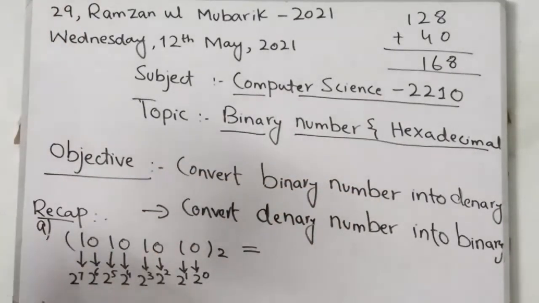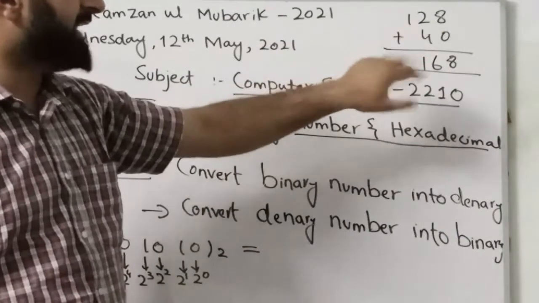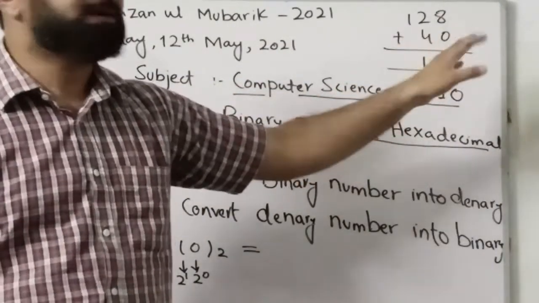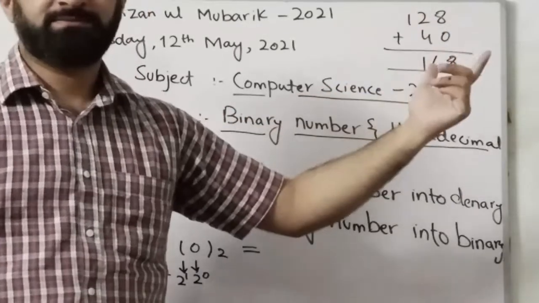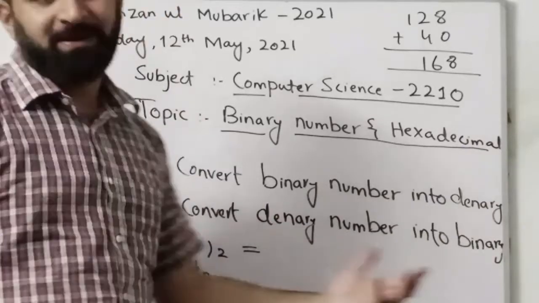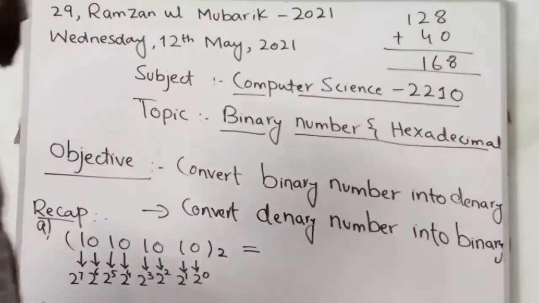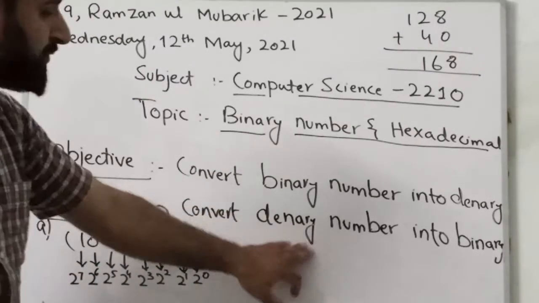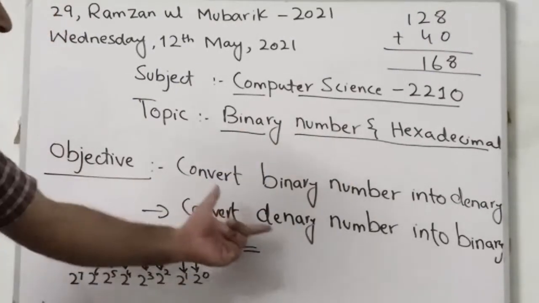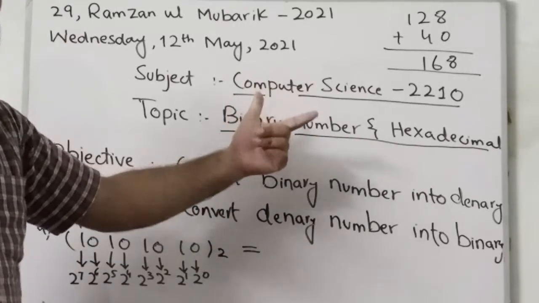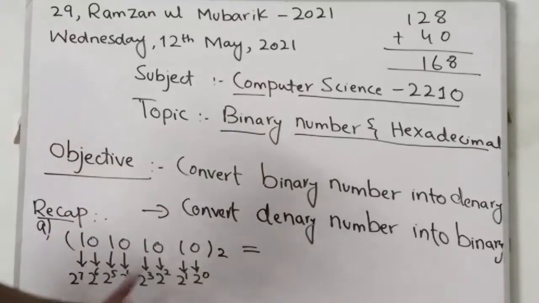So I need to verify today. Yesterday I calculated like that. For example, 128 plus 40 gives me 168, but I wrote 170 there because I was in a hurry. Haste makes waste. Now let's make a start. Let me verify why I wrote this, and after that I need to backtrack. Backtrack means I will verify that our denary number is correct, going back in kind of reverse engineering. So let's make a start.